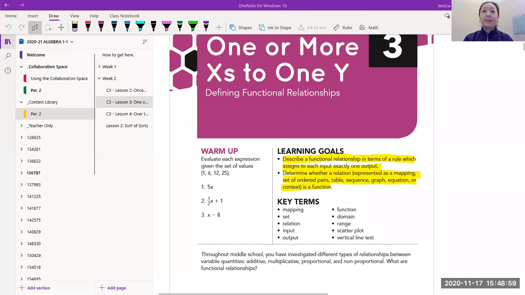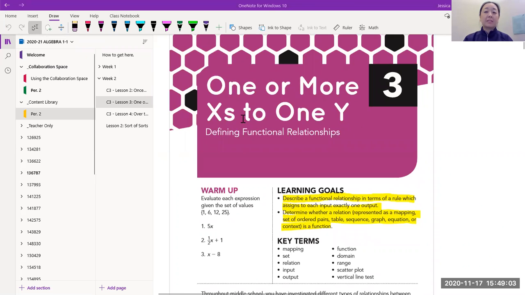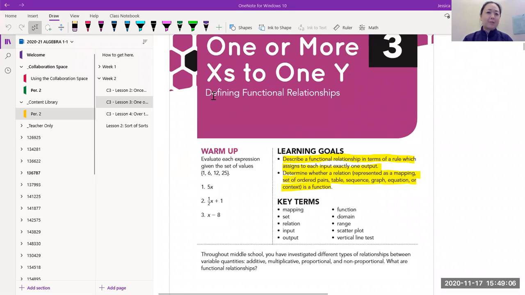Hi, everyone. So here is lesson 3. This is one or more x's to one y. And it always says right here what we're going to learn. So, defining functional relationships. I should hope that all your relationships are functional. All right, and if you look right here, our learning targets are these.